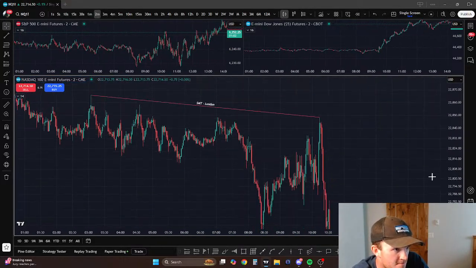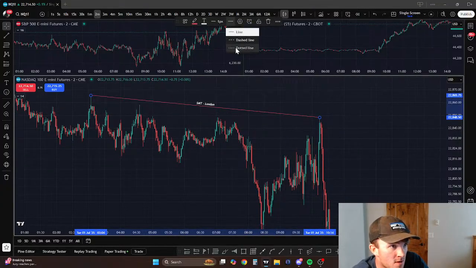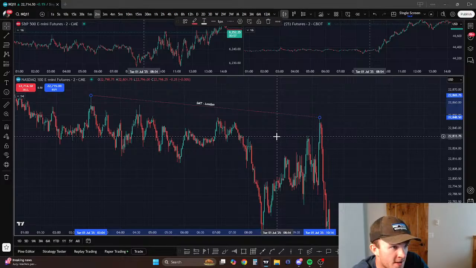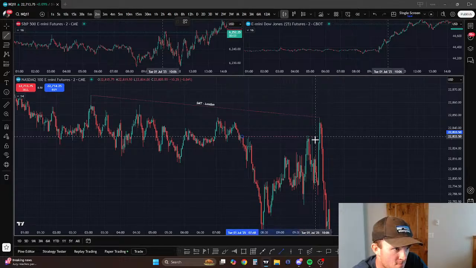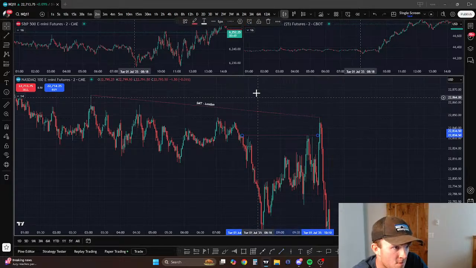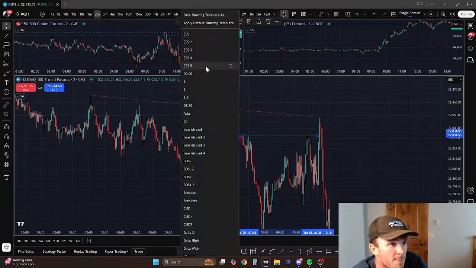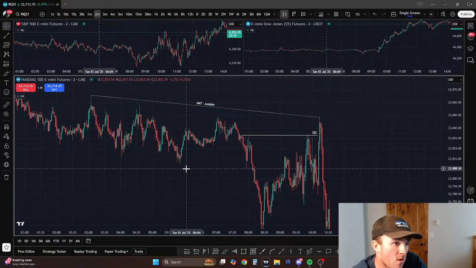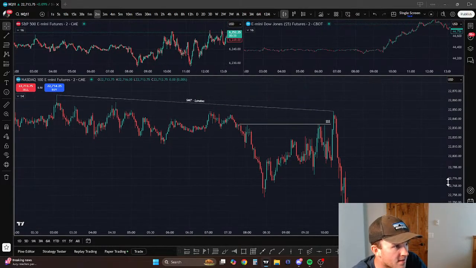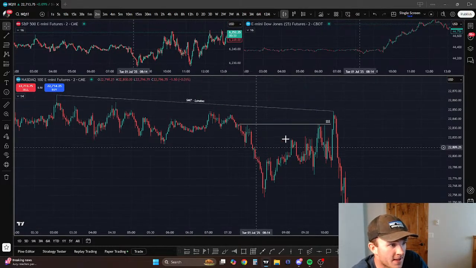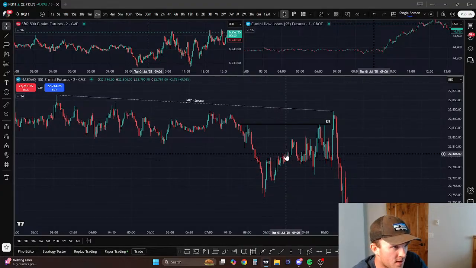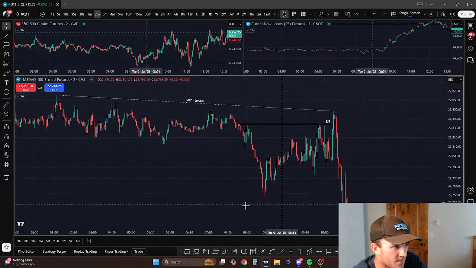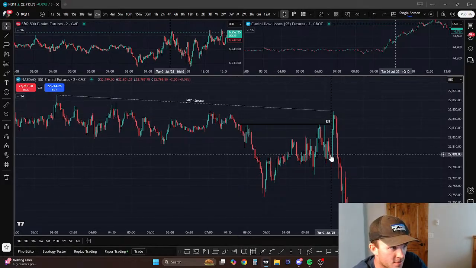And then we sweep all this out, sweep out these equal highs. Actually, let's make this white. And I really like this because it's very clear accumulation, manipulation, and distribution. So I like this inversion.